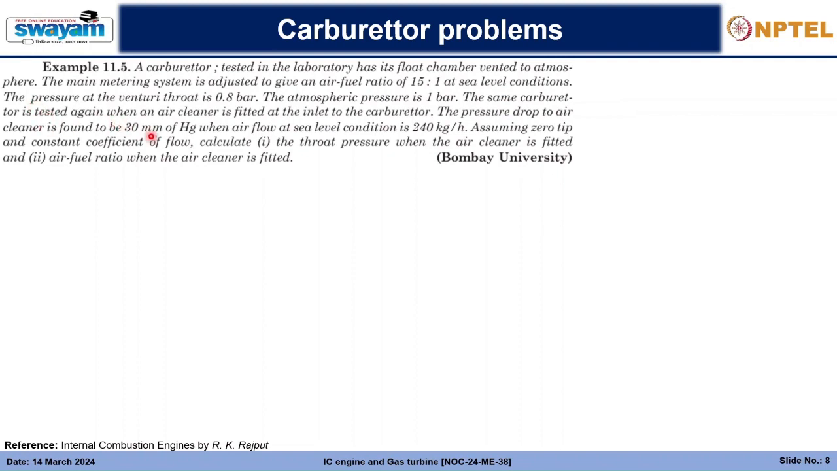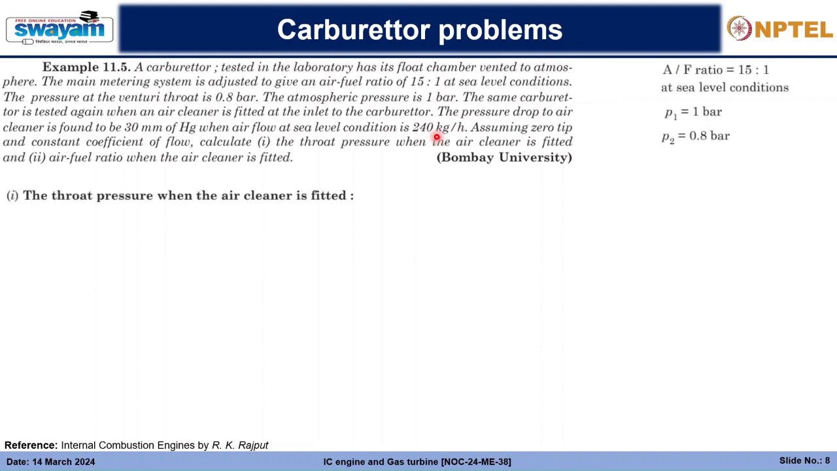The same carburetor is tested again when an air cleaner is fitted at the inlet to the carburetor. Obviously it will give some restriction to the flow of the air, and there will be a pressure drop, right? The pressure drop across the air cleaner is found to be 30 mm Hg when the airflow at the sea level condition is 240 kg per hour. Assuming zero tip and constant flow coefficient, calculate the throat pressure and the air-fuel ratio when the air cleaner is fitted. So for that condition, we are given these values.